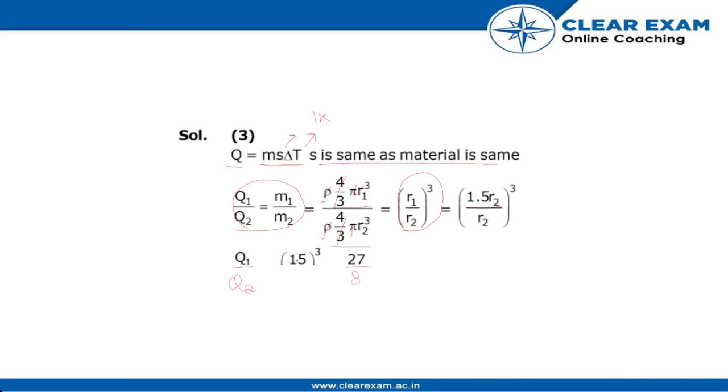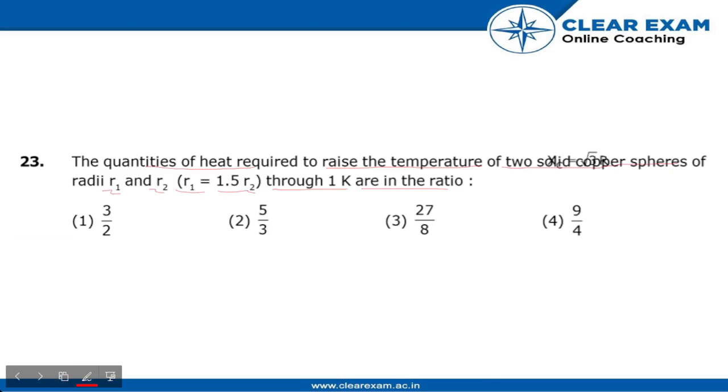So Q1 by Q2 is equal to 1.5 cube, which is 3 by 2 cube, which is 27 by 8. So the correct answer is option 3.